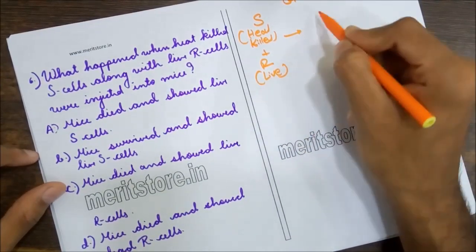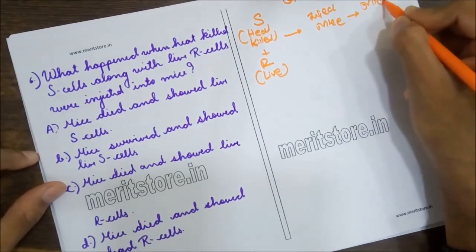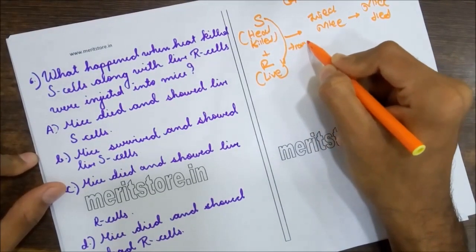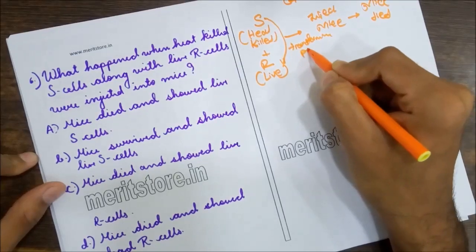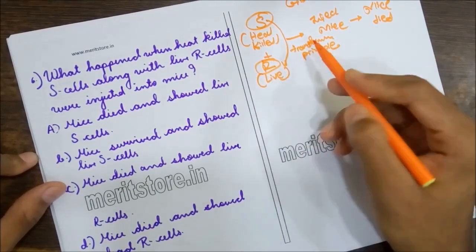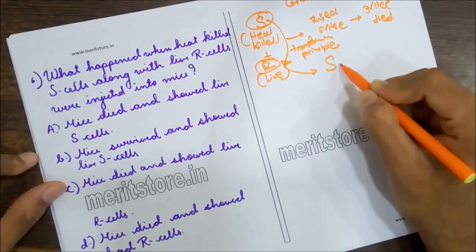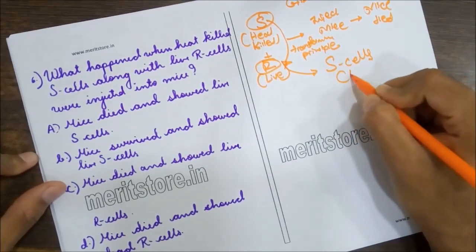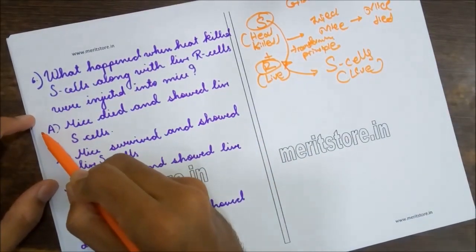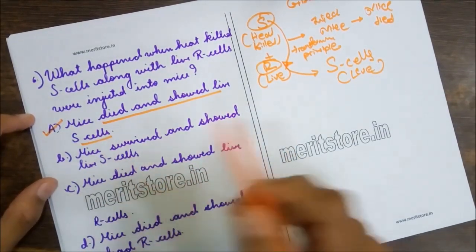So when injected into mice, the mice died because there was a transforming principle which was transferred from S strain to R strain, which made it get converted into S cells, which were living in the mice. So option A is the correct answer, that mice died and showed live S cells.